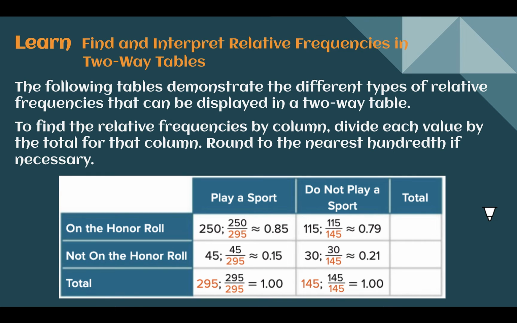Here we can see our two-way table with the different types of relative frequencies. First, we could look at relative frequencies by column. Notice my column is all filled in. My rows are not. That's how you can tell you're doing it by column. If we're sorted by column, my total for my column is on the bottom, while my number for the top is what is in that box. So this is 250 people out of a total of 295. This is 45 people out of 295. 30 out of 145. So by column, it's the number in the box out of the total for that column.